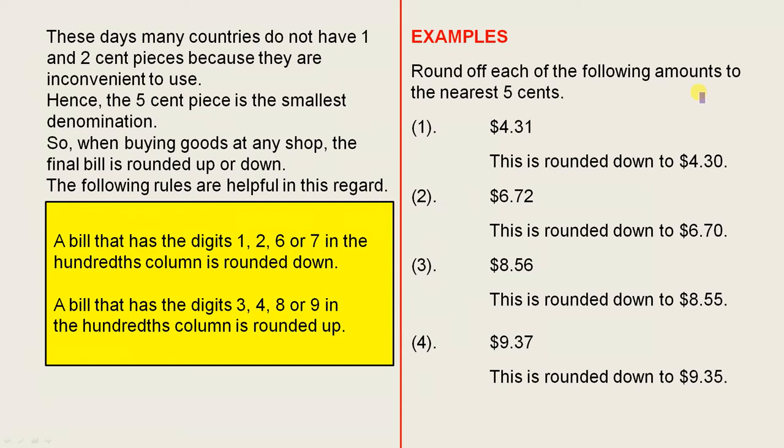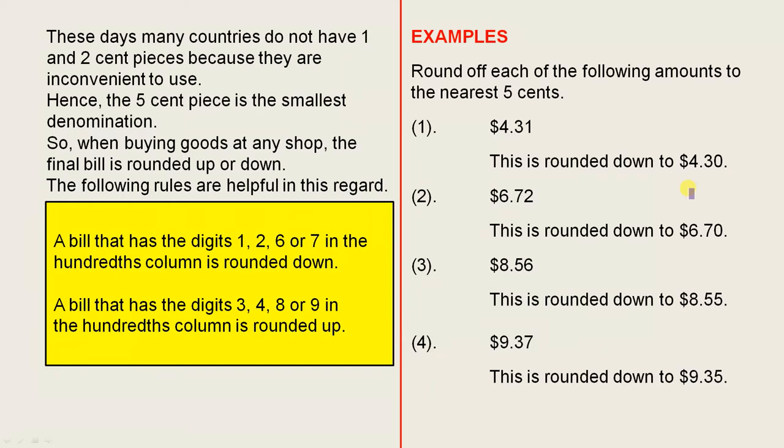Round off each of the following amounts to the nearest 5 cents. So the first one is $4.31. You can see the 1 is in the hundredths column. So the rule says that we round down. In other words, this is rounded down to $4.30.